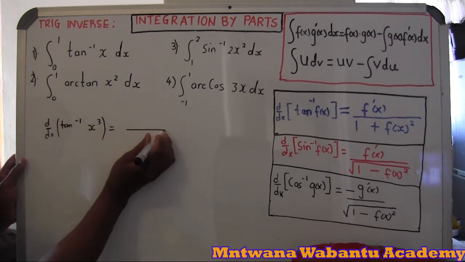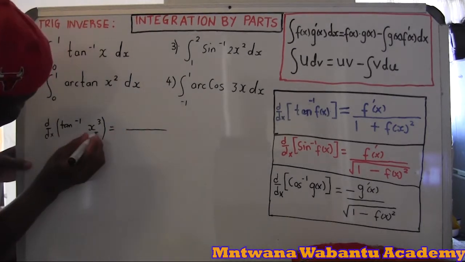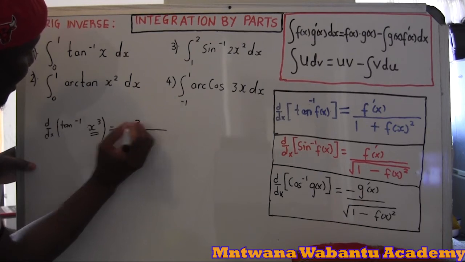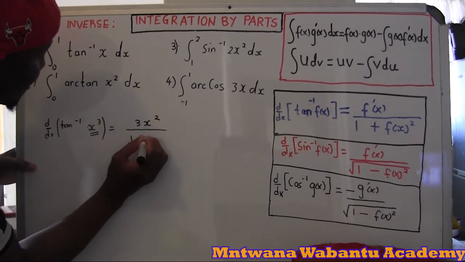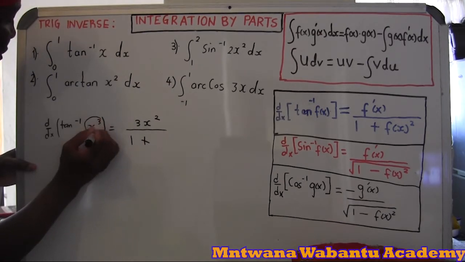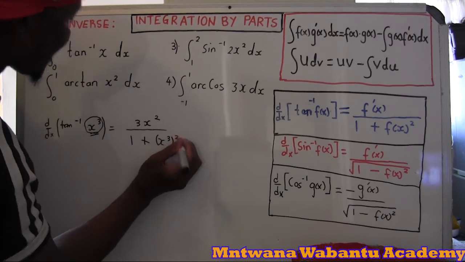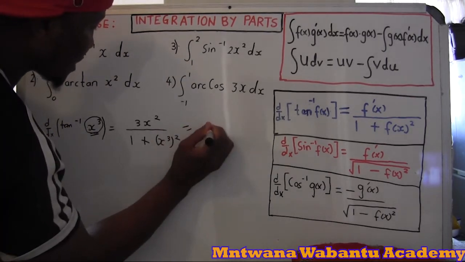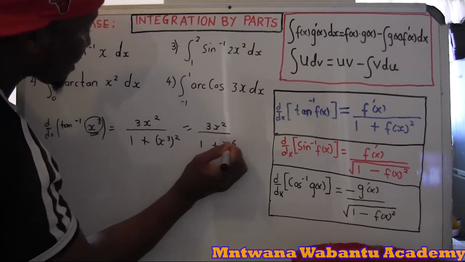I'm going to take the function which is in here and differentiate. When I differentiate, the 3 comes down, and x power 3 minus 1 equals 2. Then we have 1 plus, take this function, x cubed exactly, and then square it. That's how you differentiate trig inverse. So this is going to give you 3x squared over 1 plus x power 6.